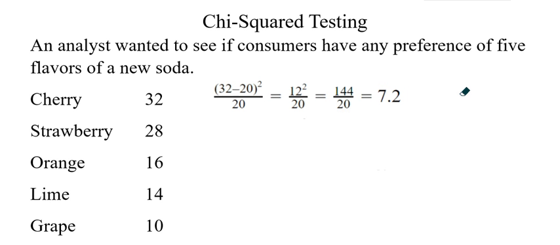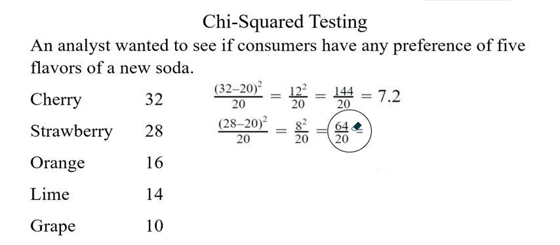So that's our calculation for each of these. For the next one, we do the same thing. 28 minus 20 squared divided by 20. Well, that's the same as 8 squared over 20, which is 64 over 20, which is equal to 3.2. We do the same for the next one.